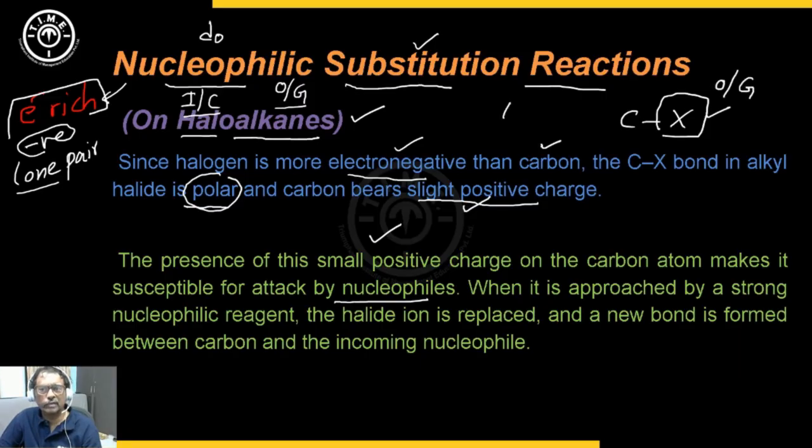And the incoming nucleophile, which we can symbolize as Nu, is going to attack this carbon and the X is going to go out, right? So the halogen, that is a halide ion, is being replaced. So a new bond is formed between the carbon and the nucleophile. Clear? So when a nucleophile comes and attacks this carbon, right, the halogen is going to go, which is the outgoing nucleophile, and the incoming nucleophile is whatever is the nucleophile. It could be an OH minus, it could be a CN minus, it could be NO2 minus, right? Any nucleophile is going to replace the halogen.